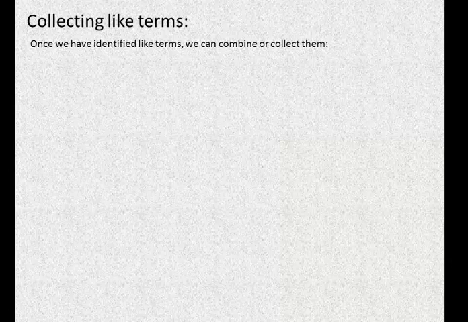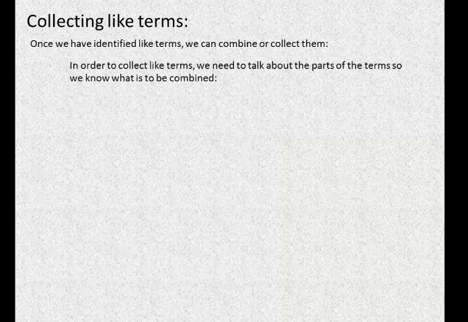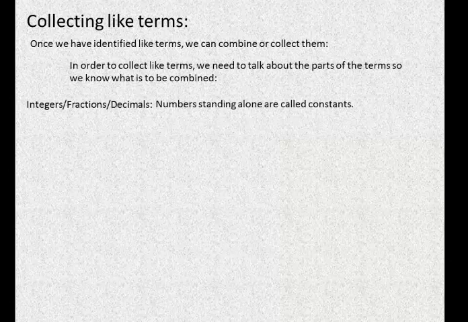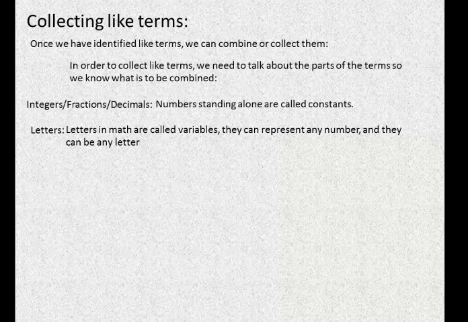Now, when we collect like terms, we first have to identify the like terms, and then we can combine or collect them. And in order to collect them, we want to talk about the parts of the terms so we know what it is that we're combining. So we have integers, fractions, and decimals. These are numbers standing alone, and they are called constants. If they have no variable on them, they are a constant. The letters are the variables, and they can represent any number, and they can be any letter.